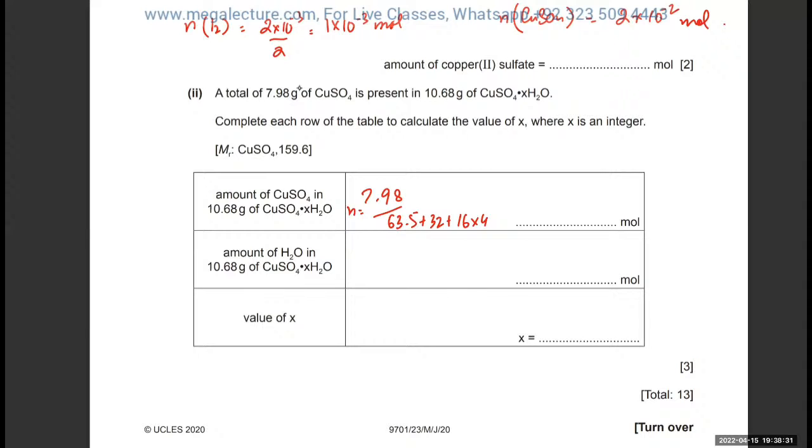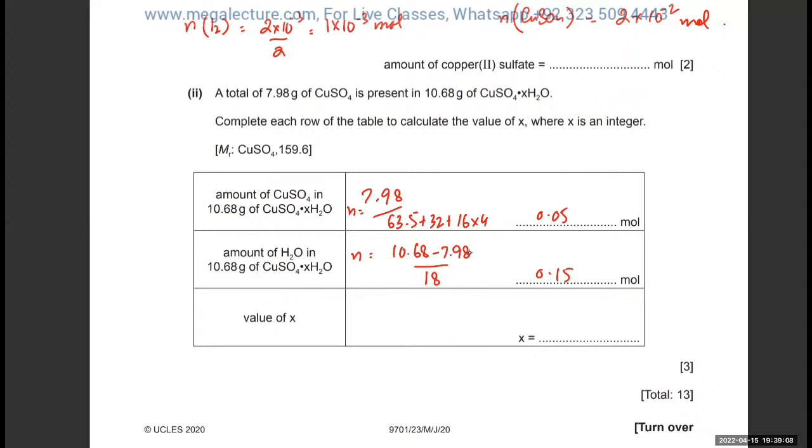Okay, you're sure it's 0.05 moles, right? Now the amount of water in moles: the rest of the amount is water. So how do you find the moles of water? The mass of water is going to be 10.68 minus 7.98 grams, divided by the molar mass of water, which is 18. So out of 10.68, 7.98 was copper sulfate, so the rest is water. So how many moles of water do we get? 0.15.